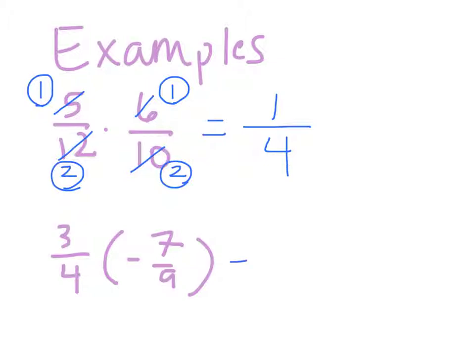All right, let's do the same thing on the second example. So I say, okay, here I have a 3 and a 9. I can divide them both by 3, and I get a 1 here and a 3 here. My 4 and my 7, nothing can divide into both of those, and nothing can divide into 7 and 3. So I'm ready to multiply again. Positive times negative is negative, 7/12, and I still get the same answer.